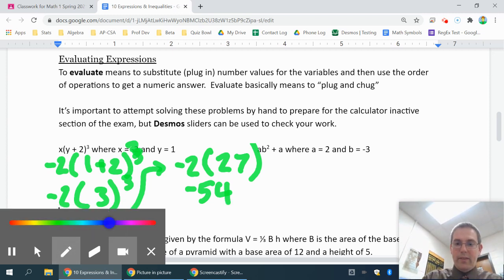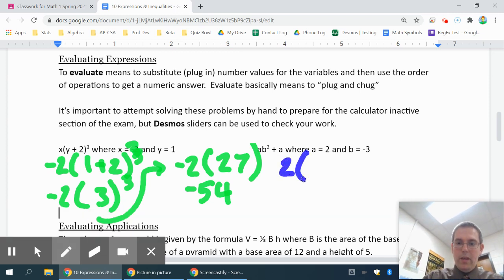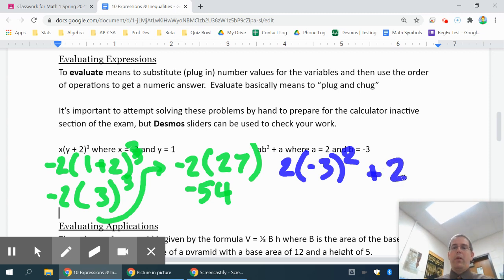So I'm going to replace the A with a 2. I'm going to replace the B with a -3. My marker wanting to be very fat today. And then that's a 2 for my exponent, and then plus a 2. Notice I replaced not one A, but both A's with a 2. So if the same variable shows up twice, replace it both times with whatever number they give you.